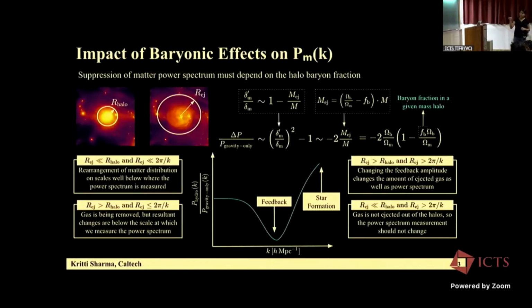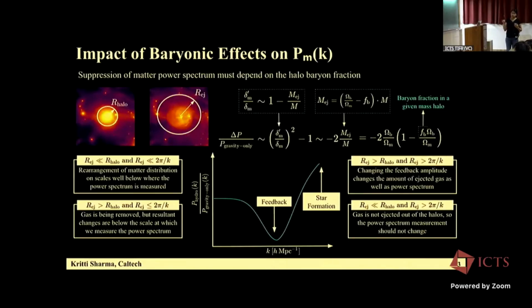Given this simple mathematical formalism, to order of magnitude you can write the expected change, or suppression, in the matter power spectrum as approximately proportional to the baryon fraction in a given mass halo. The idea is that the baryon fraction in a given mass halo, which is also being traced by FRBs, is correlated with the suppression of the matter power spectrum, which is also of interest to all the cosmologists out there.